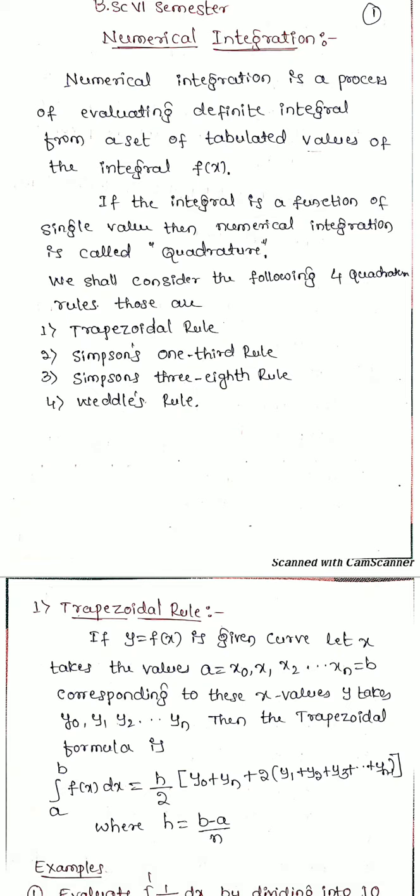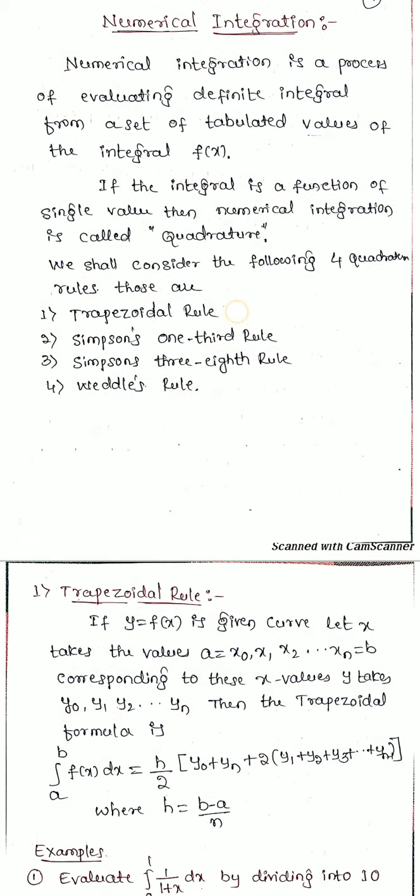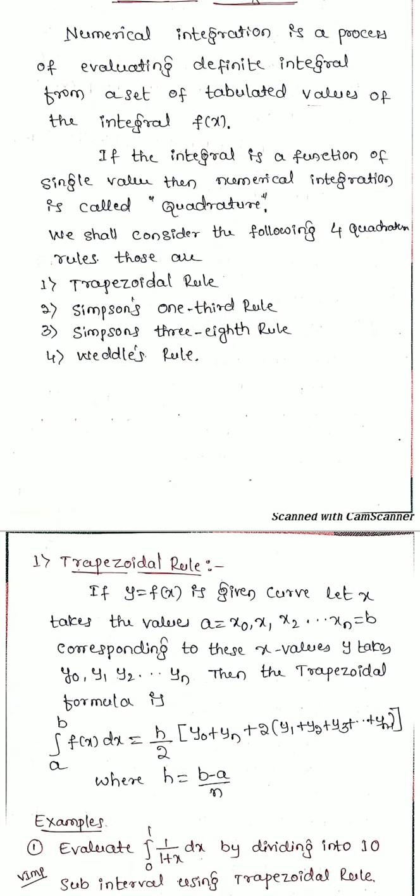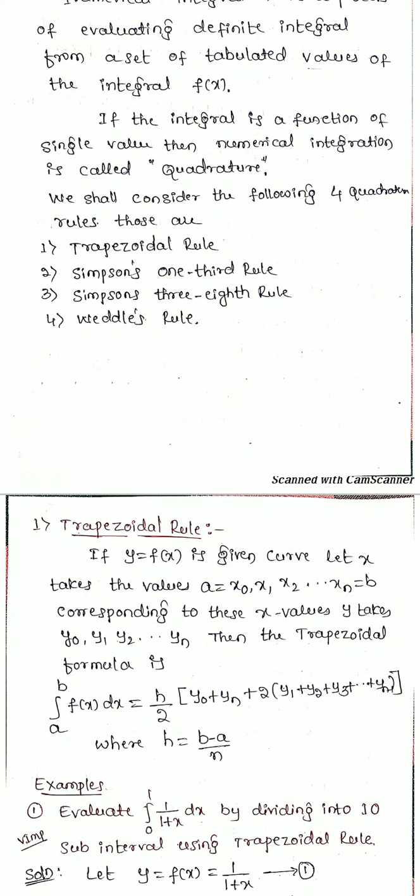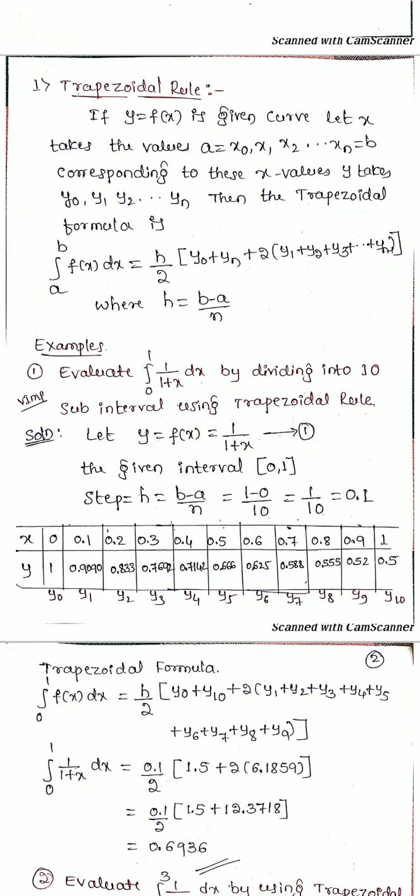There are mainly 4 quadrature rules, as given here: the Trapezoidal Rule, Simpson's 1/3 rule, Simpson's 3/8 rule, and the fourth is called Weddle's rule. These 4 rules are very important from the examination point of view. So in today's class we are going to discuss all these 4 rules. Let me see the first rule, the trapezoidal rule.